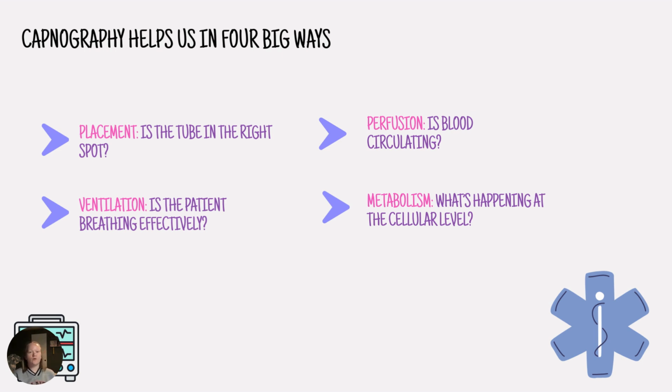Capnography helps us in 4 big ways. Our placement, so is our tube in the correct spot? Ventilation, is the patient breathing effectively or ventilating effectively? Perfusion, is the blood circulating like it's supposed to? And metabolism, what is going on at the cellular level?